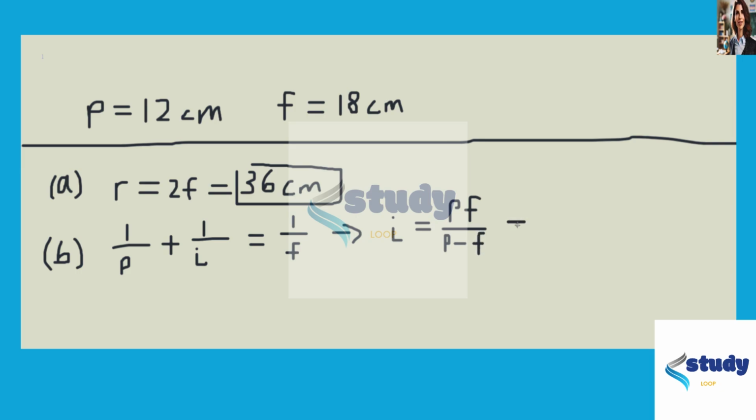So plugging our values for p and f into this equation, we find that i is equal to negative 36 centimeters, which can be boxed in as our solution for part B.